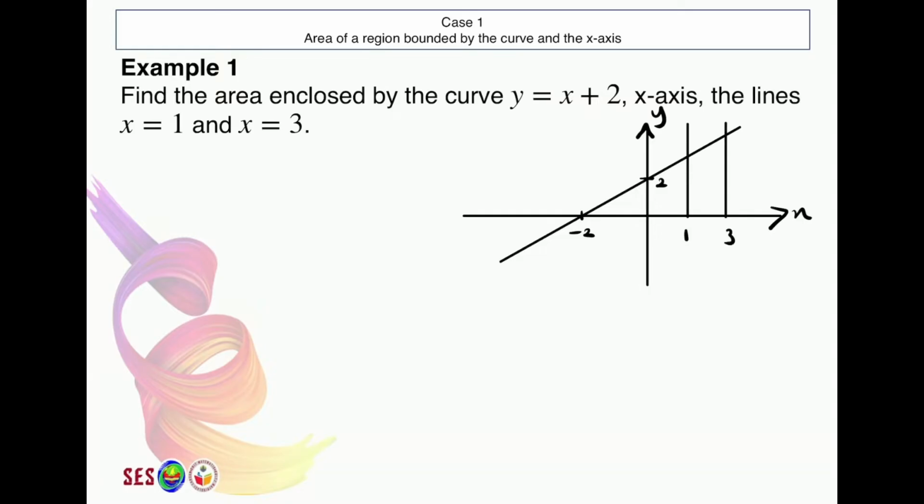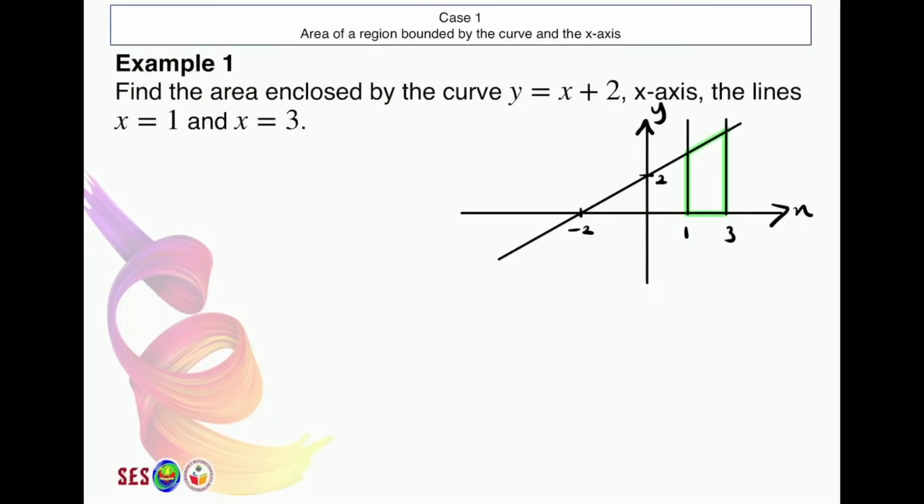So now I will be highlighting our boundaries. So our boundaries will be at y equals x plus 2, the x-axis, and the lines x equals 1 and x equals 3. So now I've highlighted the boundaries.